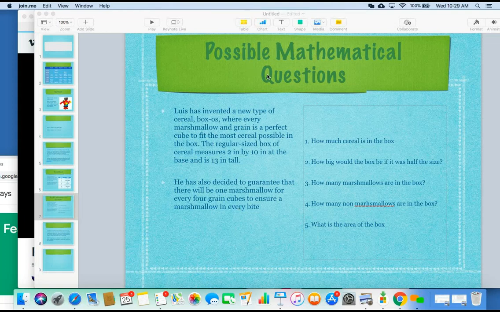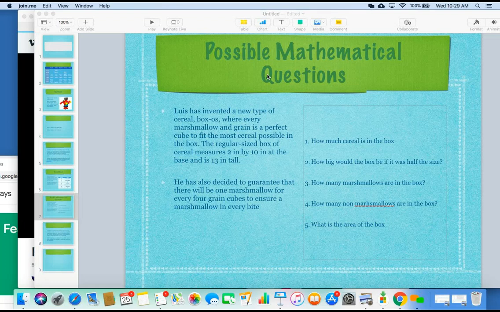Yeah. Those are totally different questions, but in this case, Luis has designed the cereal so that every bit of the inside of the box will be filled with cereal. So his goal is that there will be no difference between how much cereal and what the area of the box is, but we can't be positive until we test it out. So we would have to check that out to make sure that was true.